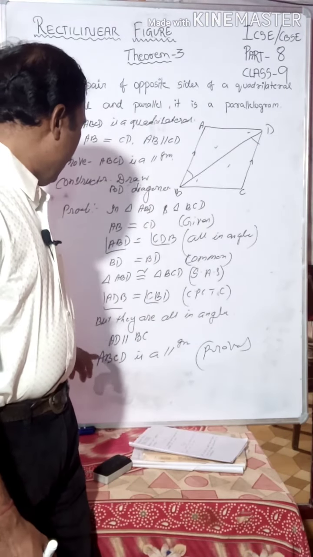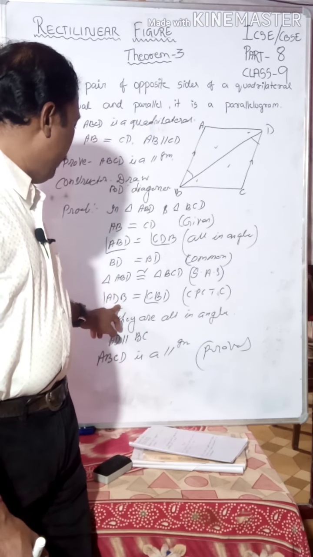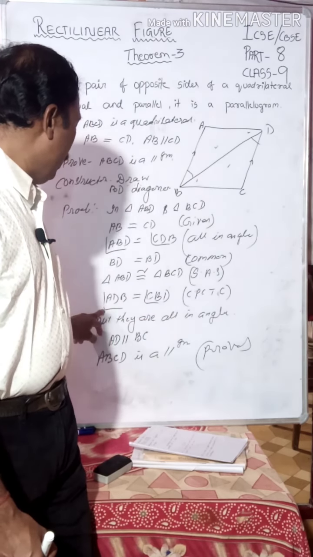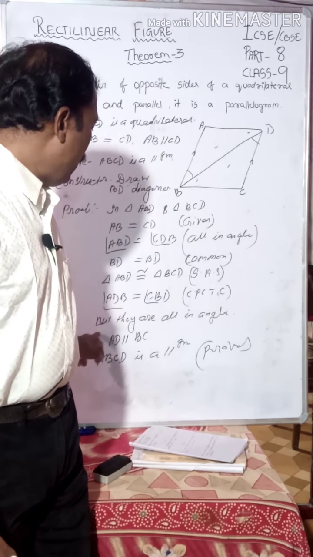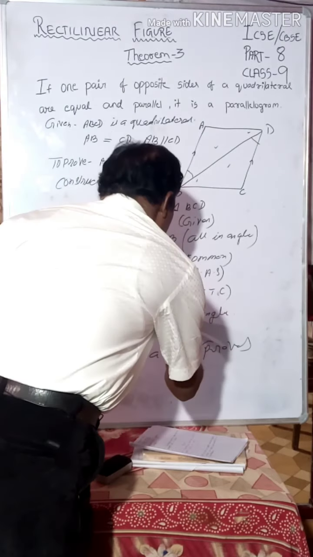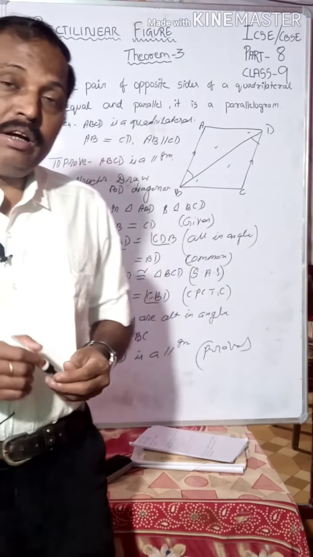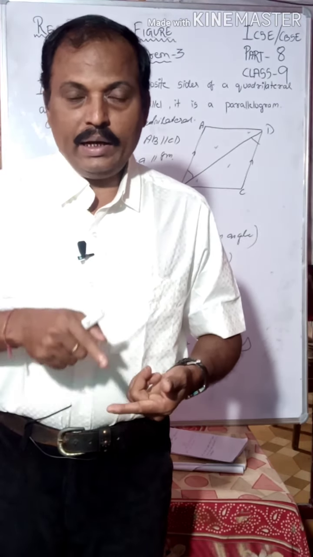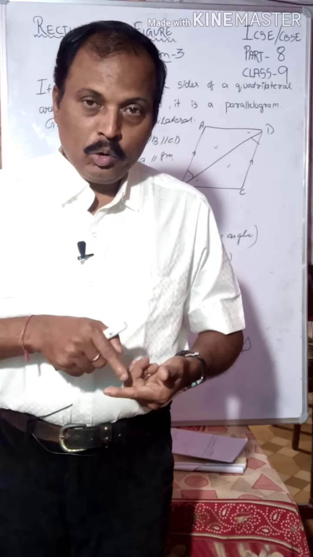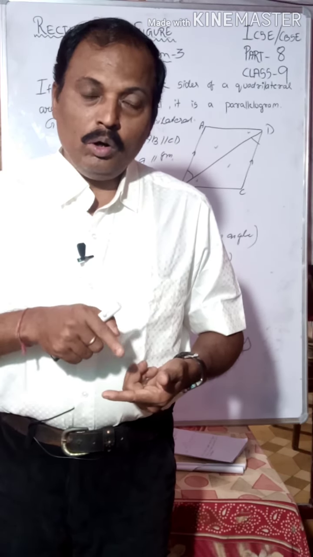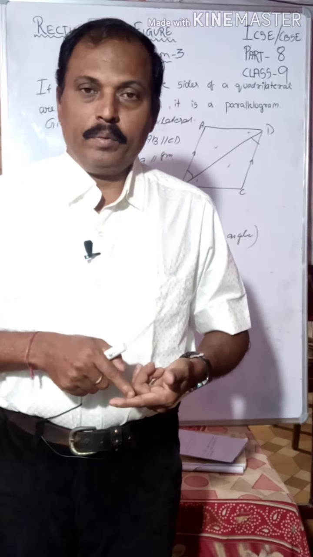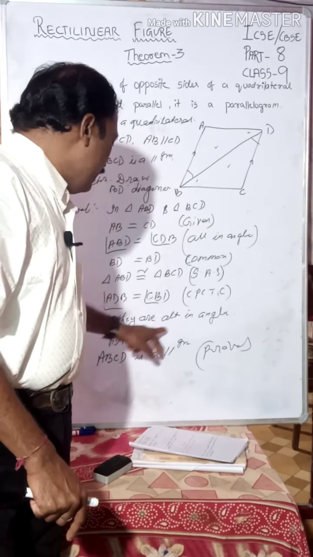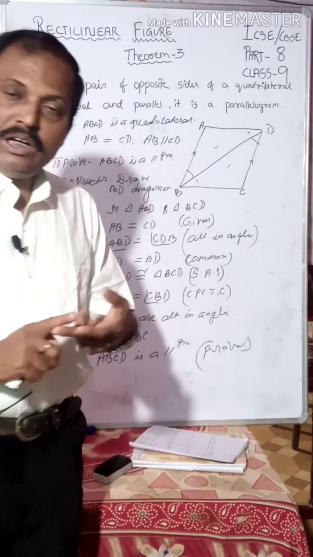So angle ADB is equal to angle CBD according to CPCTC, but these angles are alternate interior angles. Where is the alternate interior angle? There are parallel lines. Where are the corresponding angles? There are parallel lines. Where are the co-interior angles? The sum of co-interior angles is supplementary, and there are also parallel lines. As two angles are alternate interior angles, so here are parallel lines.